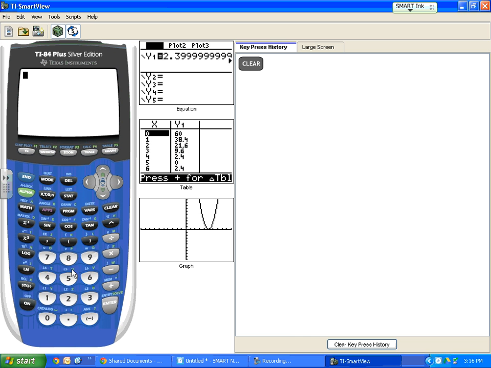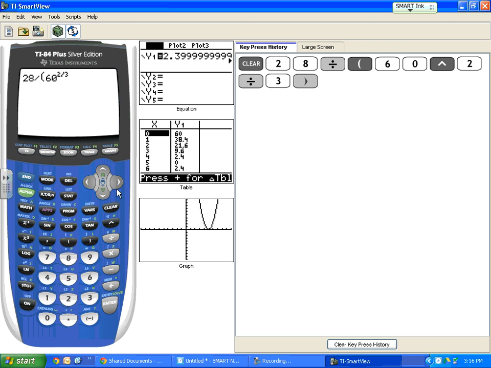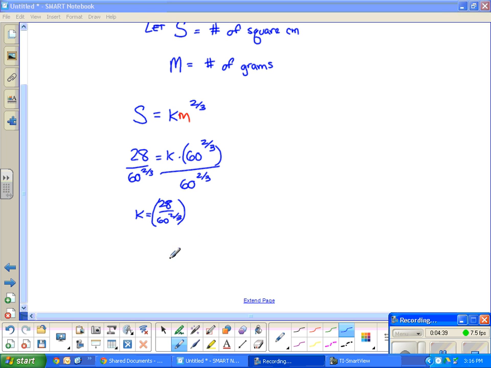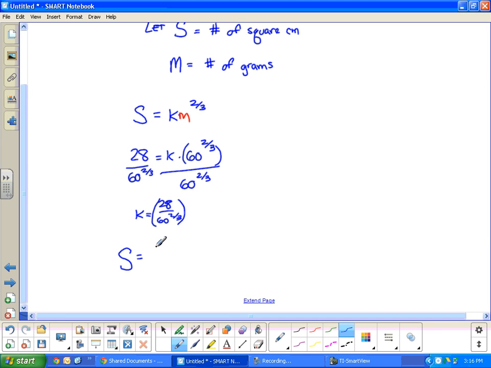So if I bring up my calculator here, I'll show you what I mean. If I do 28 divided by 60 to the 2 divided by 3, close parentheses, I get this weird decimal. I don't want to write this thing out, and this is actually being rounded to 9 places or something, and I don't really want to have to write that out every time. So it's much easier just to write 28 over 60 to the 2/3. So when I write my particular equation, it'll be S equals 28 over 60 to the 2/3 times M to the 2/3.